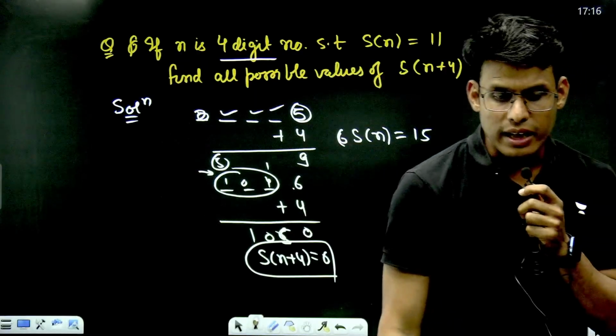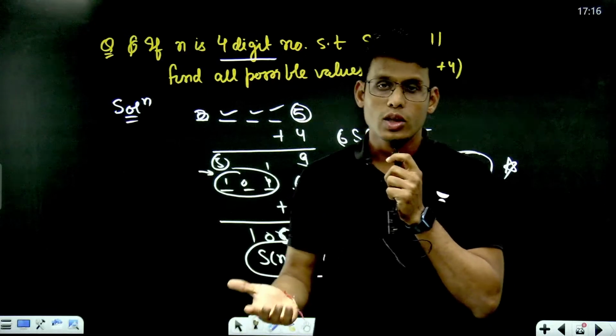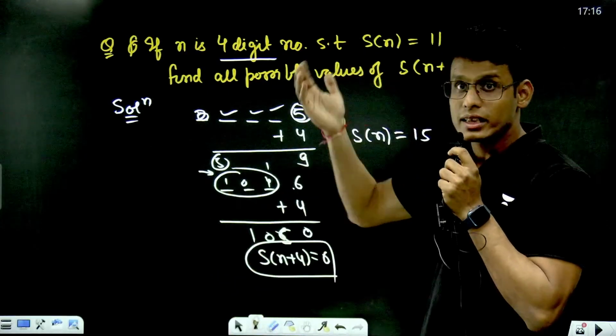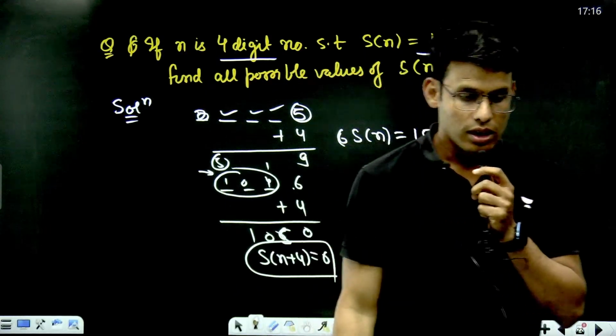Sir, but 1,999 equals n. See, like in this case, your S(n) will not be 11. You have to take this thing into account. Okay, bye-bye.